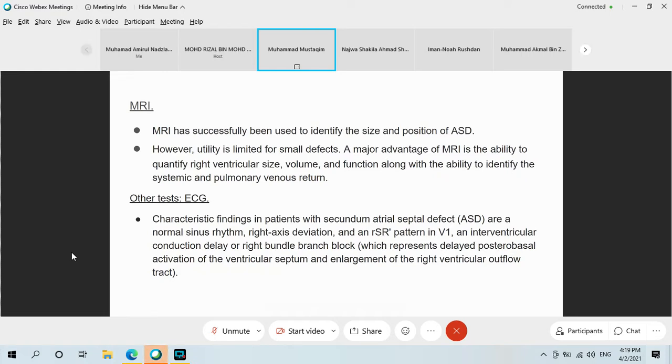QRS complex. So that M shape may refer to right bundle branch block, because the right ventricle becomes bigger, so there is lack of blood supply, and then it will cause ischemia to the right wall of the ventricle, and it may cause bundle branch block. The electric impulse is not enough going to that part. Next.